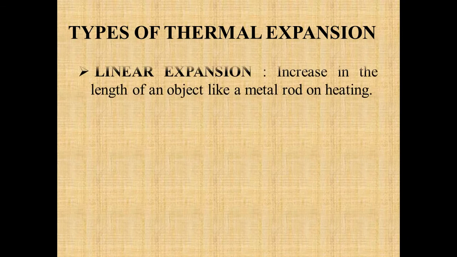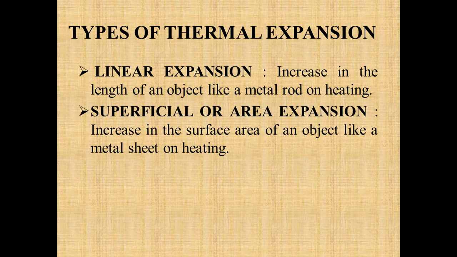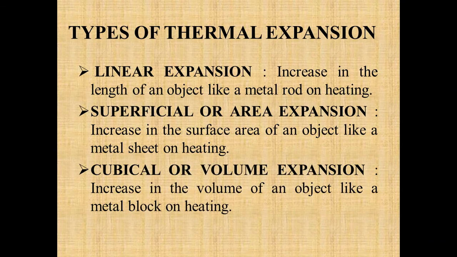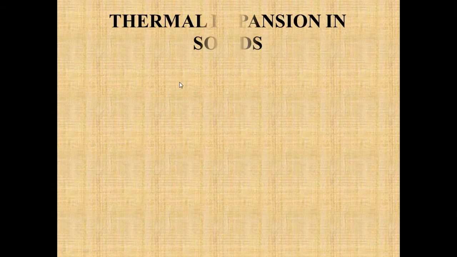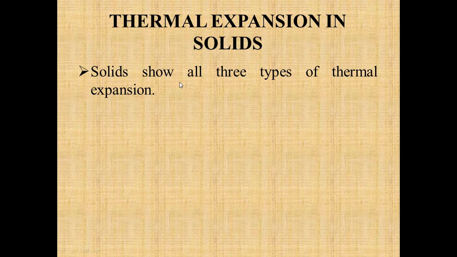So these were the three types of thermal expansion that we have discussed: linear expansion, that is increase in the length of an object; then superficial or aerial expansion, that is increase in the area of an object when it is heated; and the last one is cubical or volume expansion, that is increase in the volume of an object like a metal block on heating. So details of these three expansions you will study in the next class.